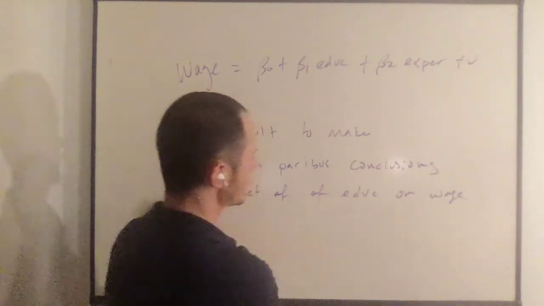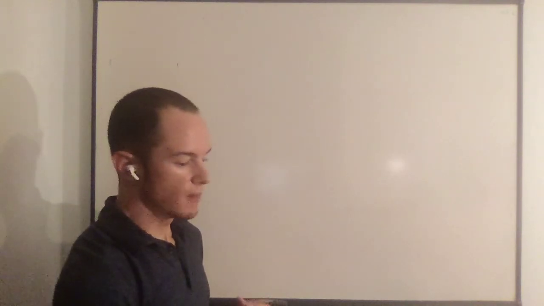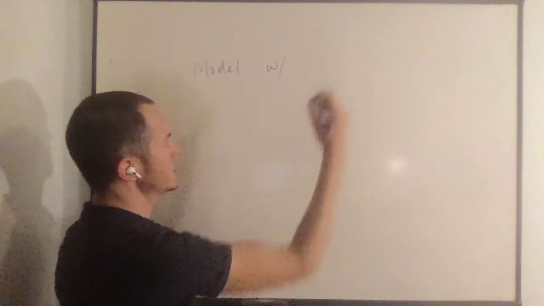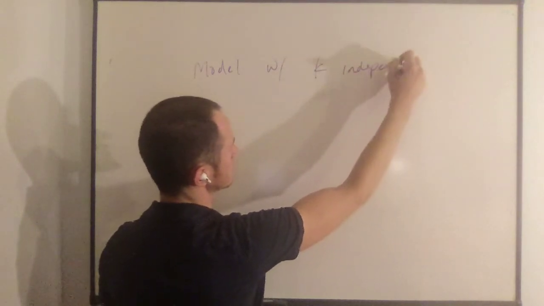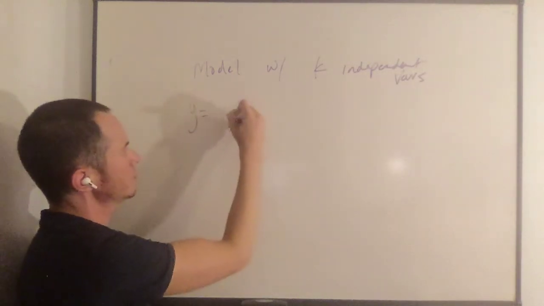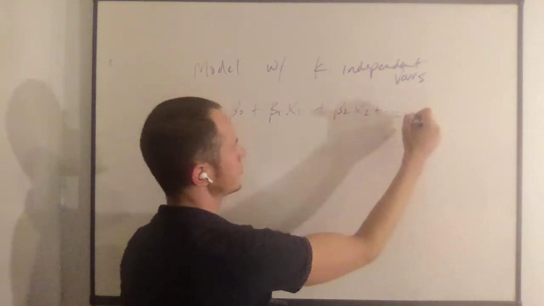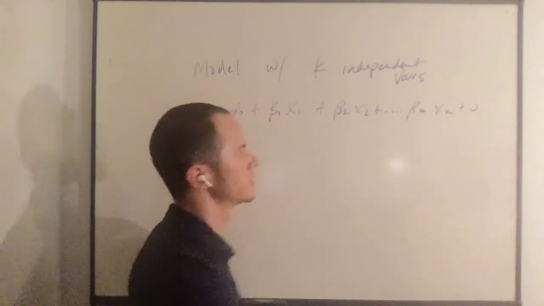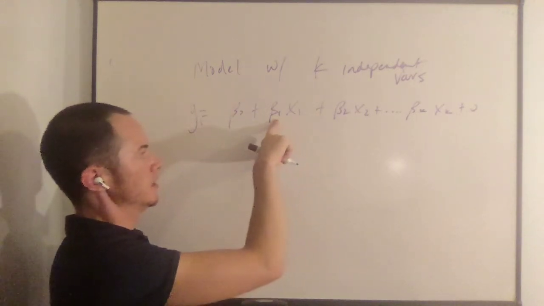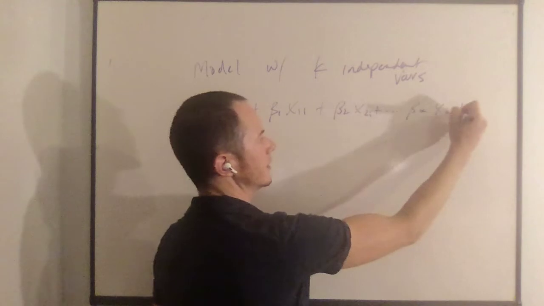All right, so in general, we can specify a multiple variable regression model, or a model with k independent variables. And this general model we can write down as y equals beta naught plus beta 1 times x1 plus beta 2 times x2 plus all the way through beta k times xk plus u. And if we wanted to write this at the observation level, we can just write yi equals beta naught plus beta 1 times x1i plus beta 2 times x2i, all the way through beta k times xki plus ui.